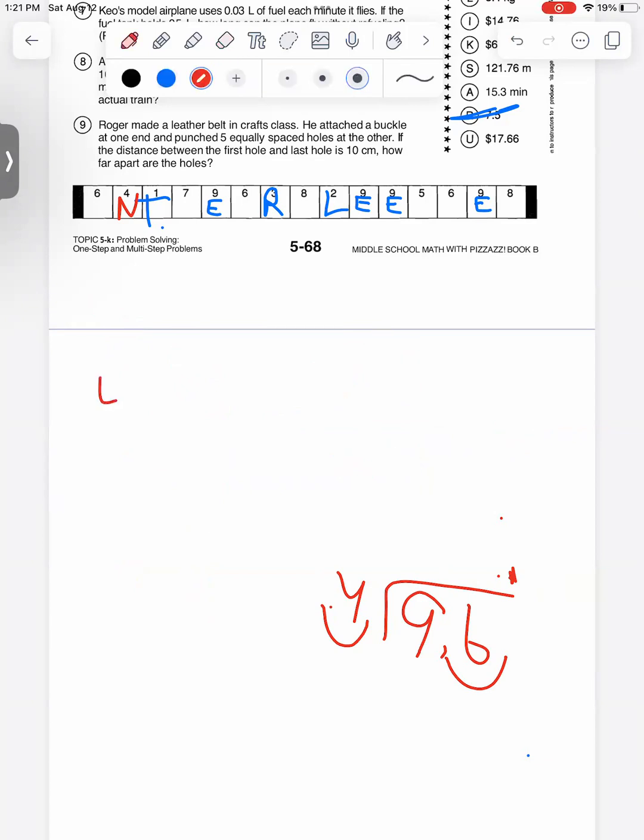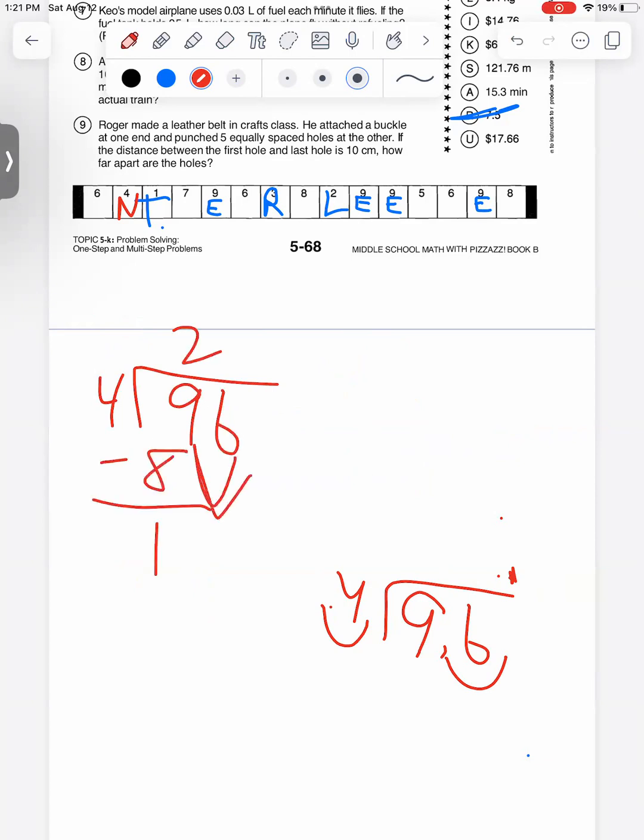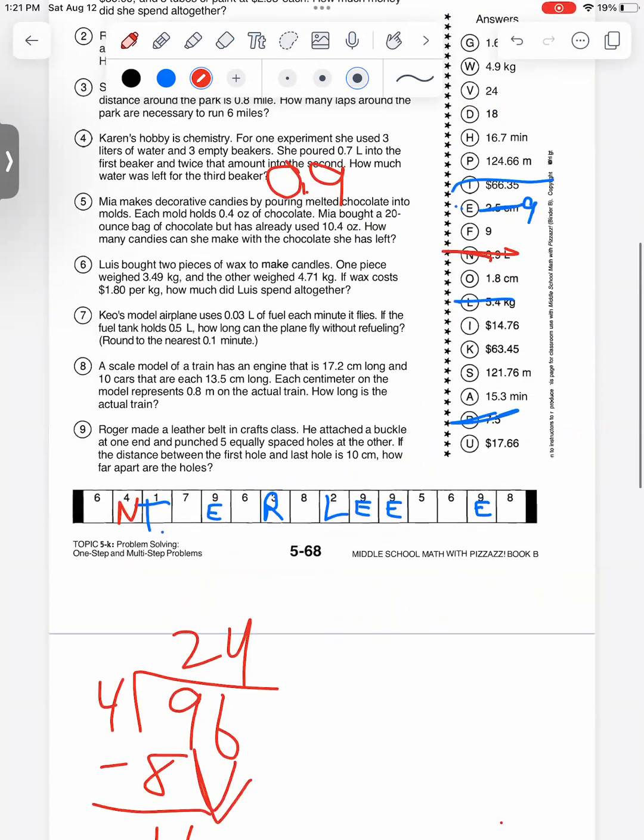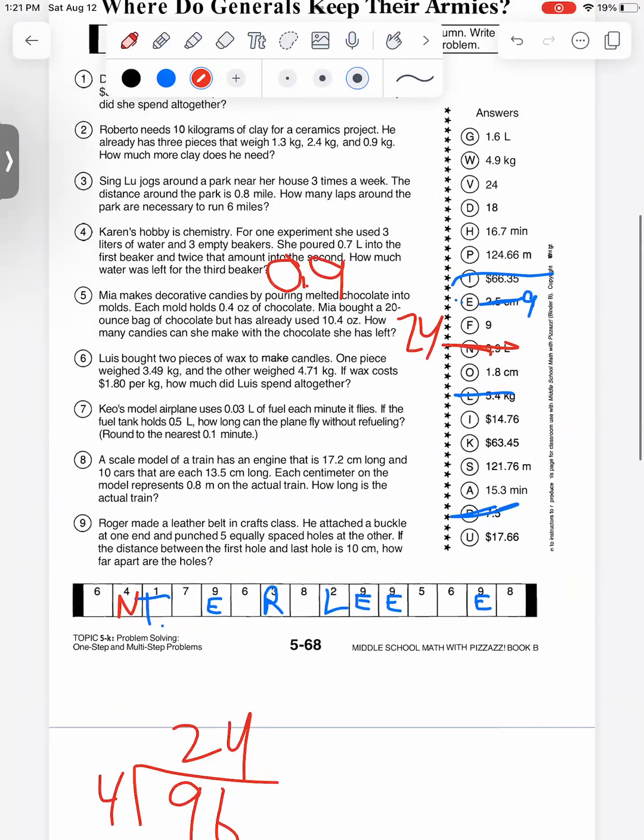So 4 goes into 9 2 times. Then 4 goes into 16 4 times. 4 times 4 is 16. All right, no remainder. So on number 5, she can make 24 candies, right, which is V. All right, so that goes right there.